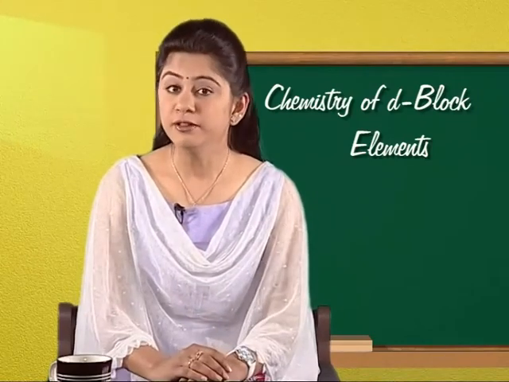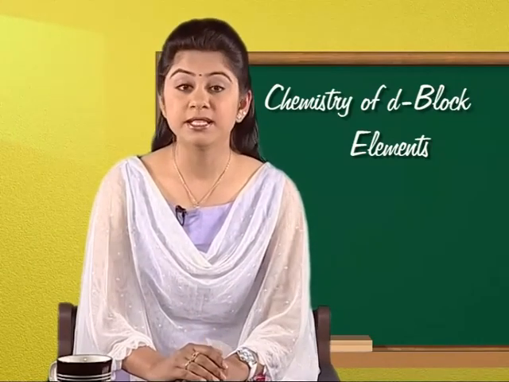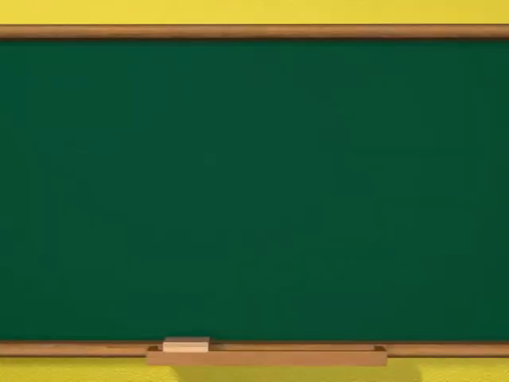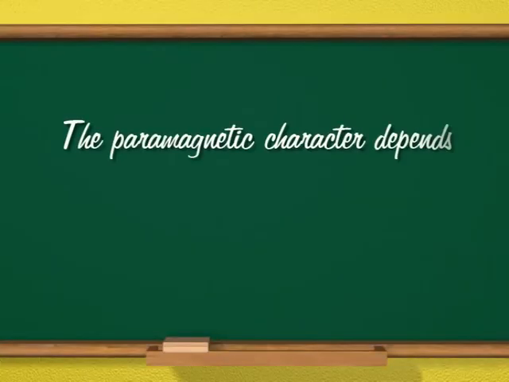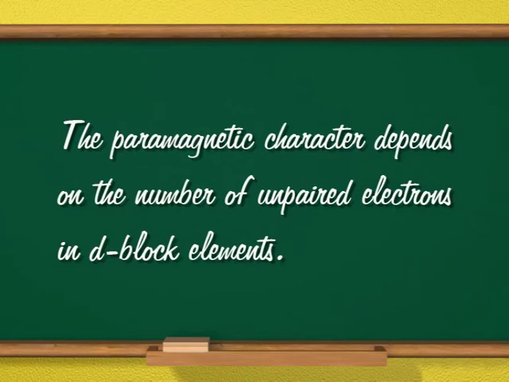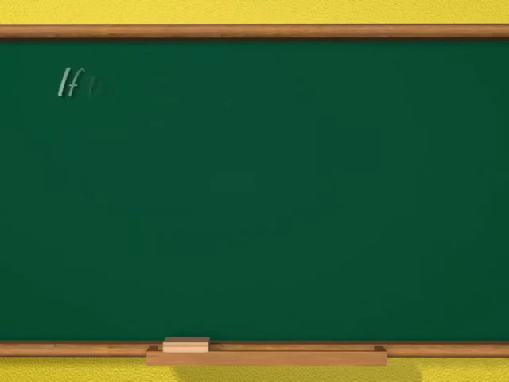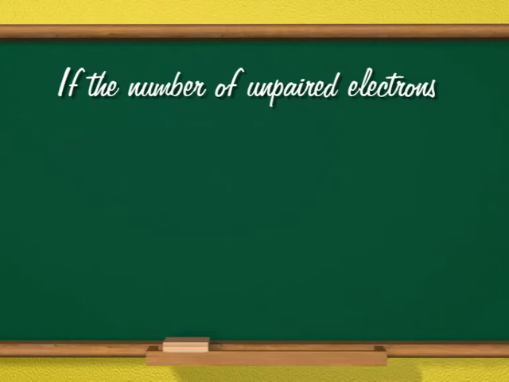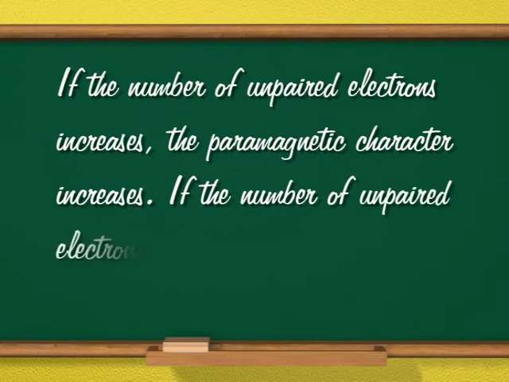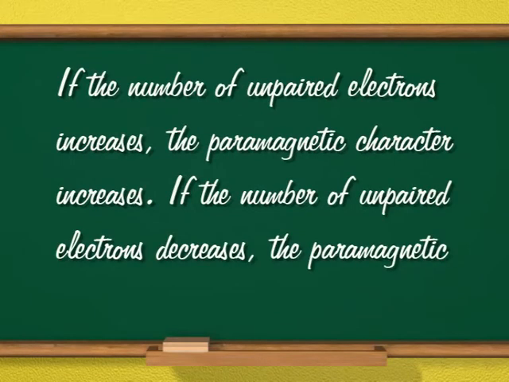Which factor influences this paramagnetic character? Yes, absolutely correct. The paramagnetic character depends on the number of unpaired electrons in d block elements. If the number of unpaired electrons increases, the paramagnetic character increases. If the number of unpaired electrons decreases, the paramagnetic character decreases.